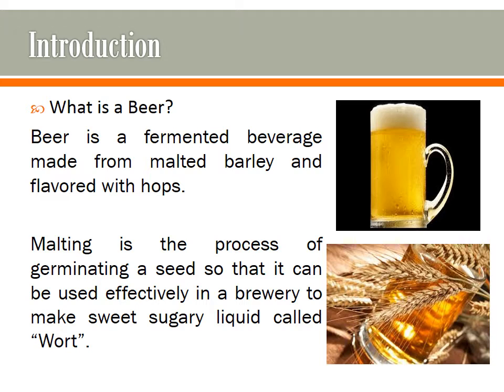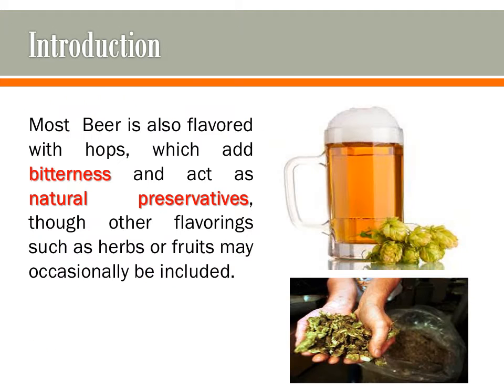So this malting process is germinating a seed so that it can be used effectively in the brewery to make a sweet sugary liquid called wort, and that is the last part of the process in the brewery. So a little bit about the beer. It is also flavored with hops, which adds the bitterness and also acts as a natural preservative, though other flavorings such as herbs and fruits may occasionally be included as well.